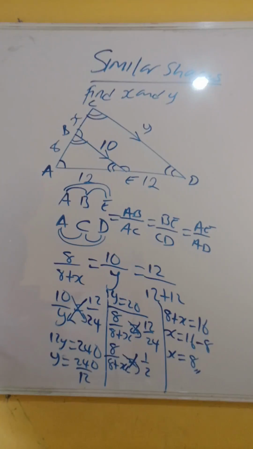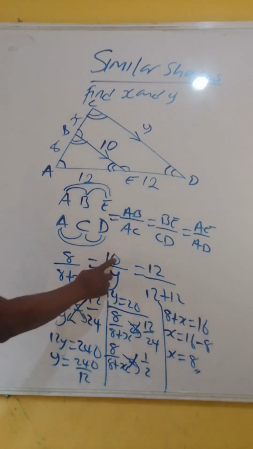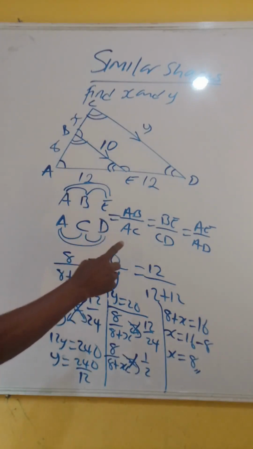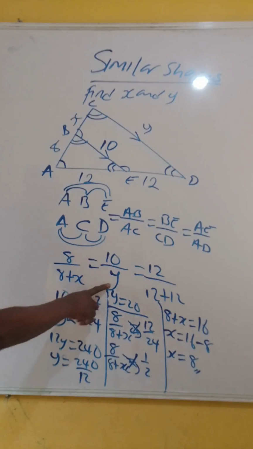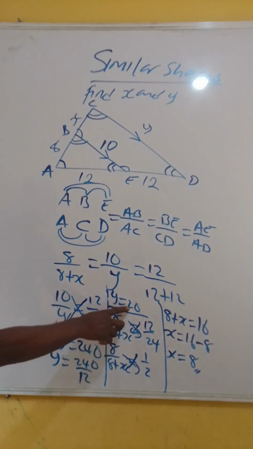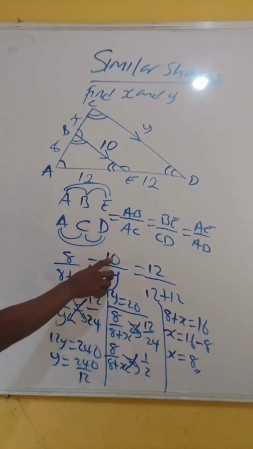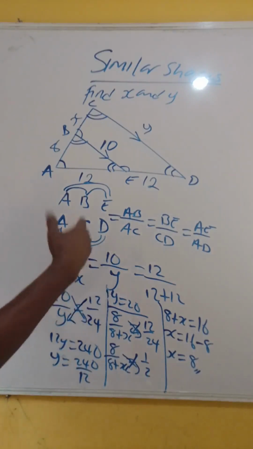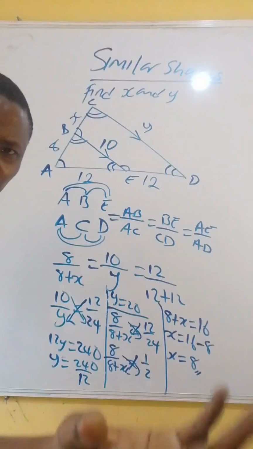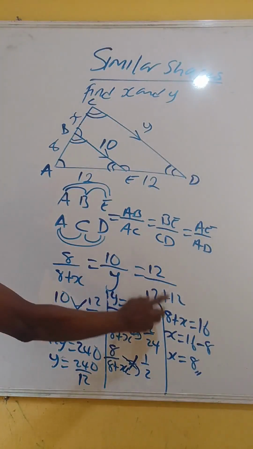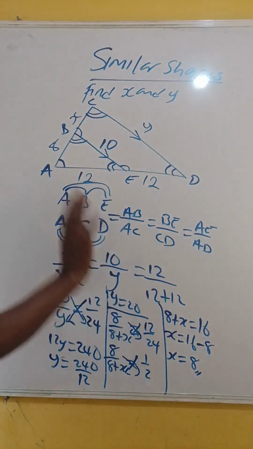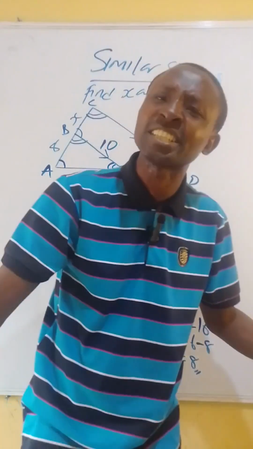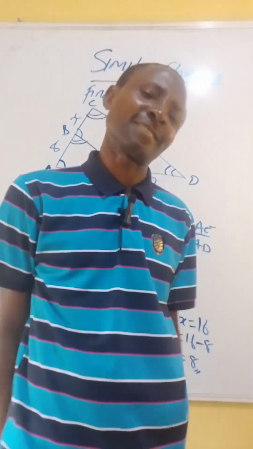Right? Now, the other one, you have 10 over y. Our y is 20. So 10 over 20, lowest terms, 1 over 2. 12 over 24, lowest terms, 1 over 2. It's not magic, it's pure mathematics.